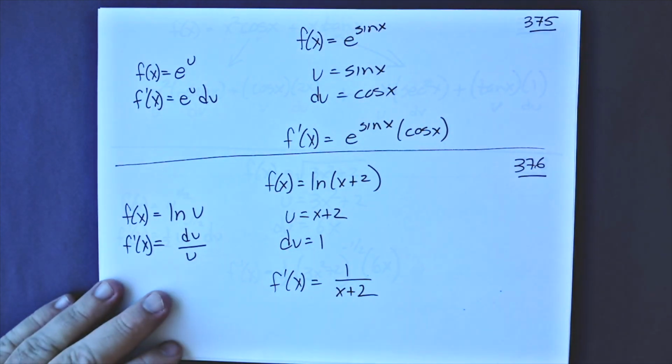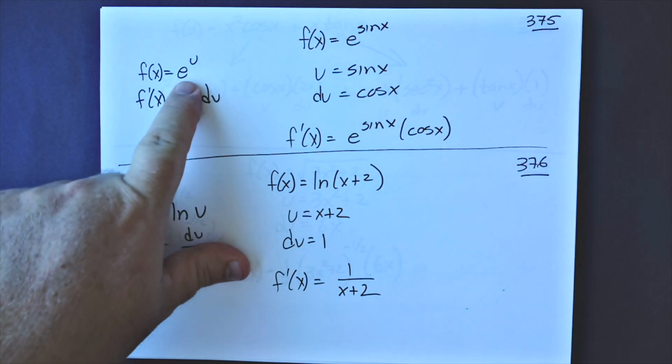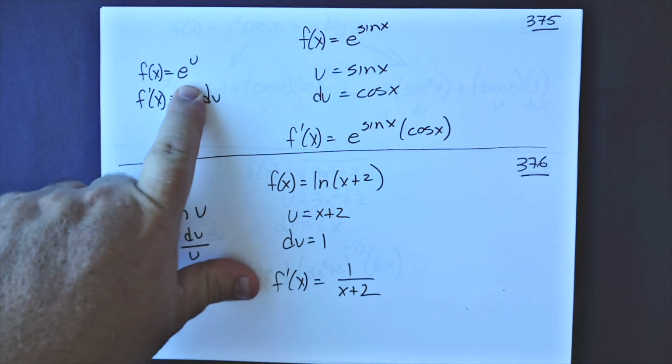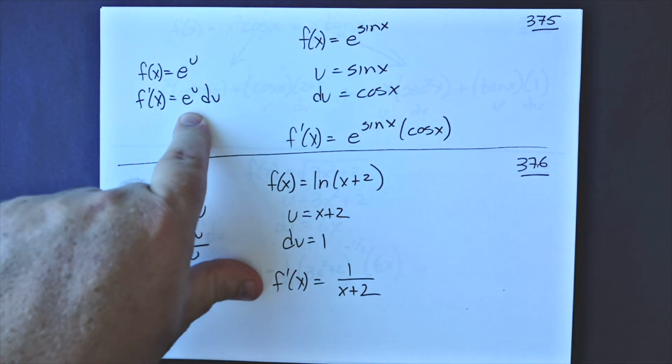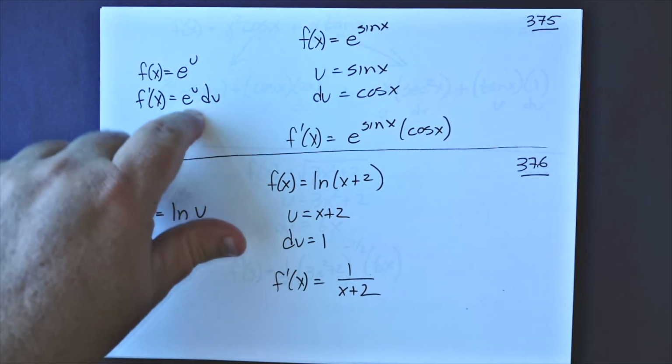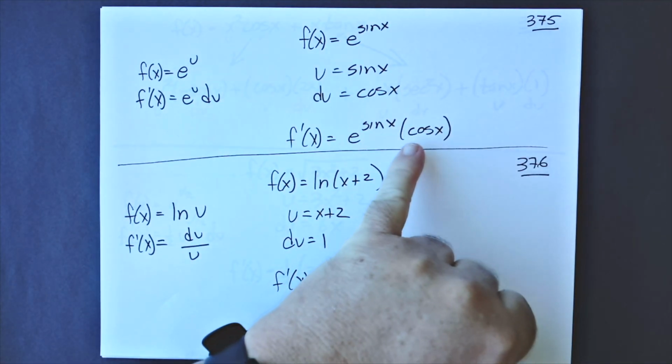375. So we have e to the sine x. That's a fairly straightforward chain rule. So we're going to use our u substitution, u is sine x. So I have e to the u, and the derivative of e to the u is e to the u du. My u is sine x. That makes my du cosine x. Plug those things in here.